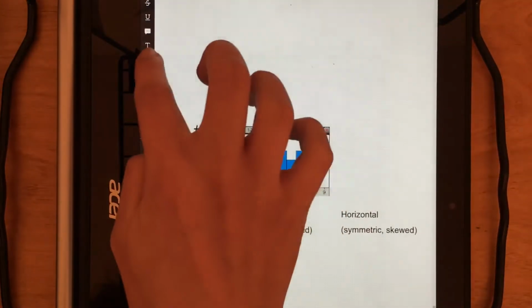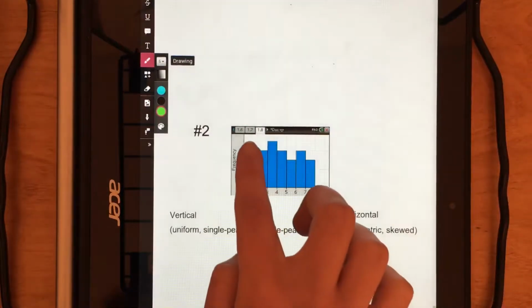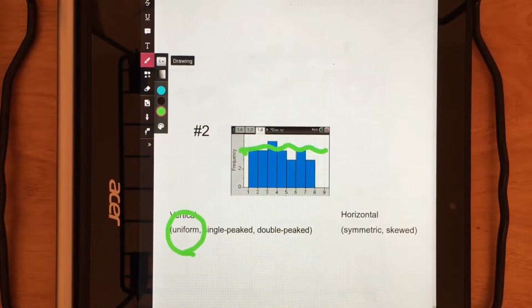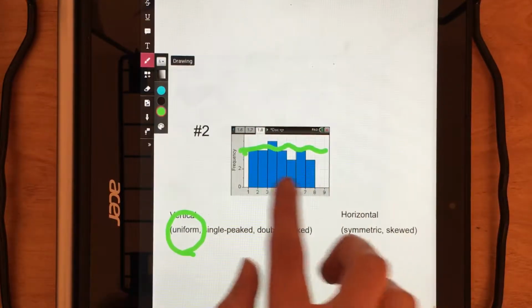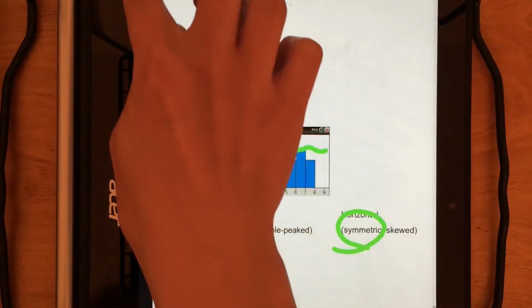Okay. Number 2, vertical means about the heights. The heights are all pretty much consistent, so we're going to say that that's uniform. And some of these things are, what's the word for it? They are subjective. That's the word for it. So most of it is going to be uniform in this case. And then horizontally, how widely spaced out are they distributed this way? They're pretty much equally spaced out, so I'll say that's symmetric also.